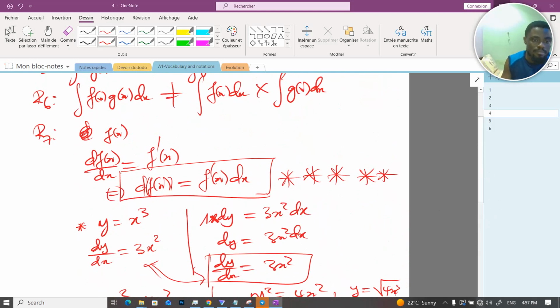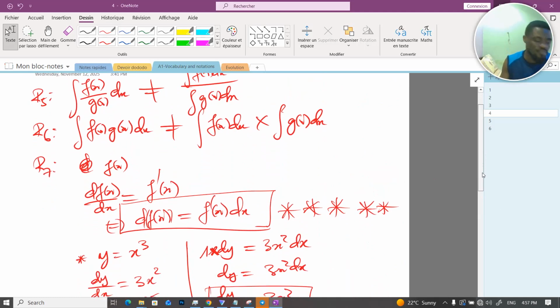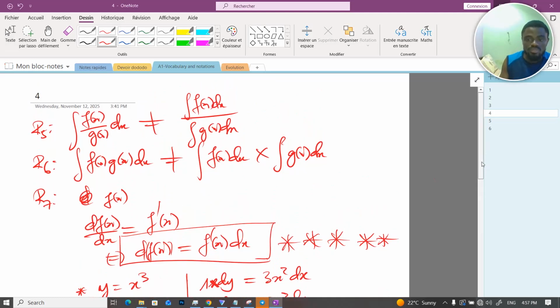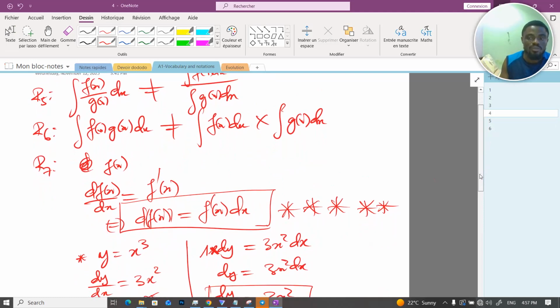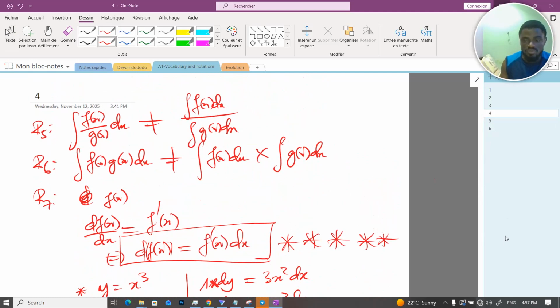So remember this formula. In some upcoming videos, you are going to see how we use this in finding integrals. So that was all for this video. Try to remember all these rules. They are very important rules, and they will be very useful in the upcoming videos. They are basic rules of integration.